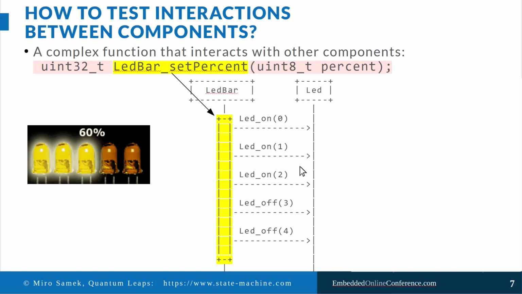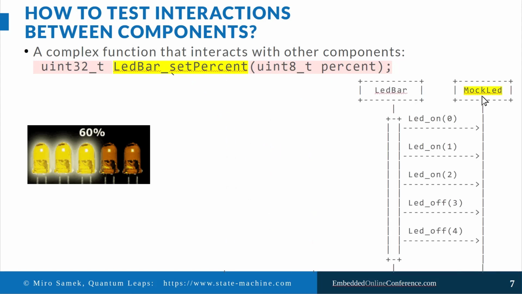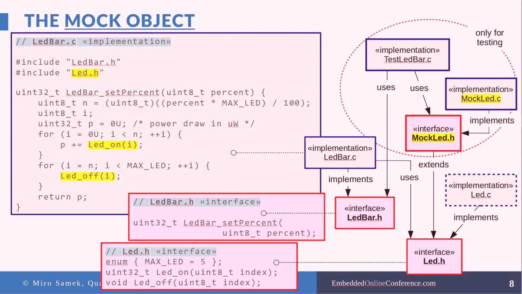To do this, you cannot use the actual LED module, because it simply doesn't keep track of any calls made to it. Instead, you can use a test double called mock LED, which will provide a dummy implementation of the LED interface, but it will also store the expected sequence of calls to that interface. Here is the general structure of your unit tests based on the mock LED test double.